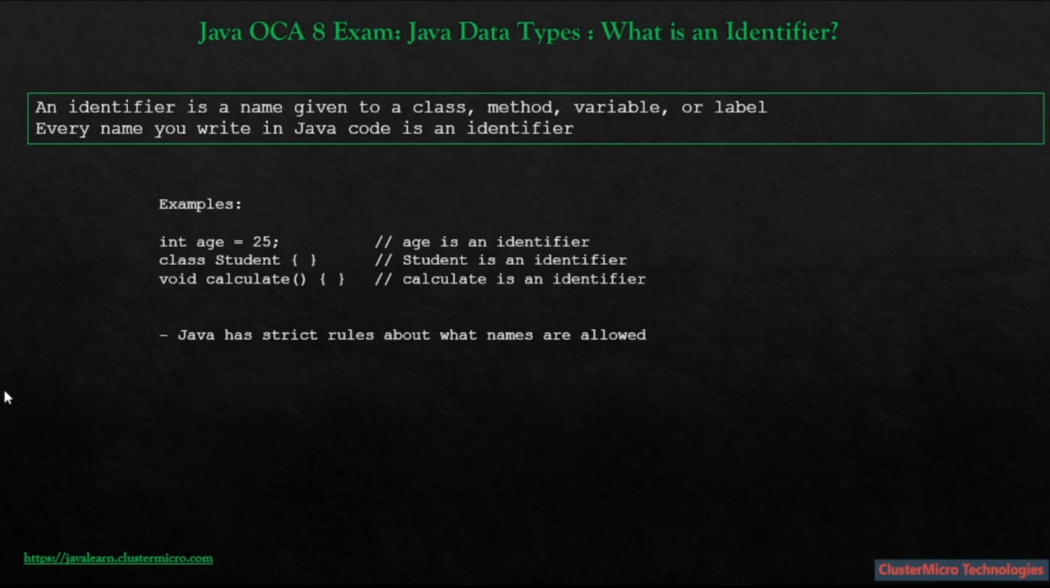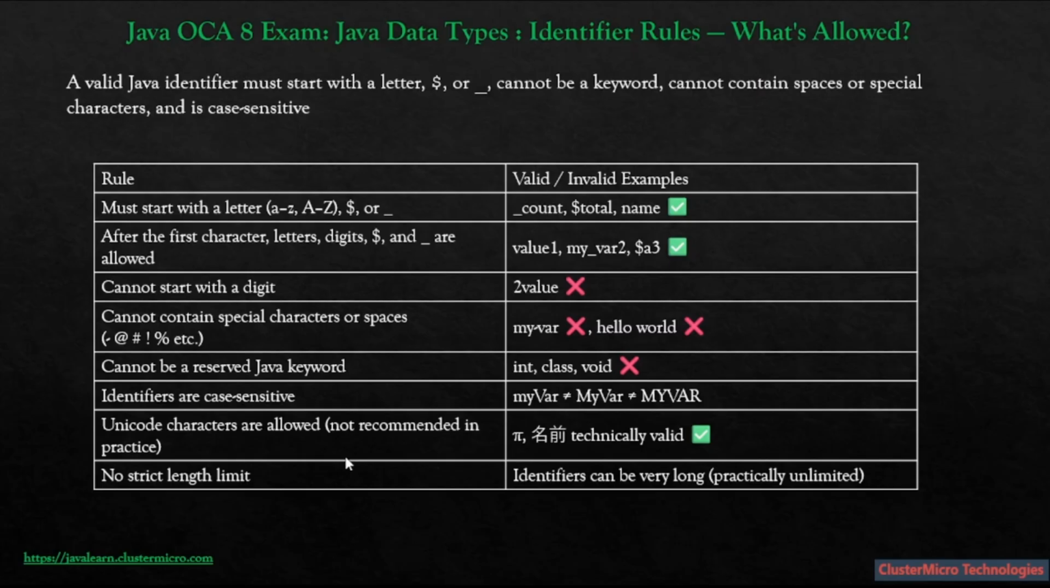Every name you type in your Java code is an identifier, and Java has strict rules about what names are allowed and what names will cause a compilation error. So we have to be mindful about that. A valid Java identifier must start with a letter, a $ sign or an underscore. It cannot be a keyword, which we are going to discuss, and it cannot contain spaces. For example, a variable name like "your name" with a space will not work. It should not have special characters, and it is case sensitive, right?